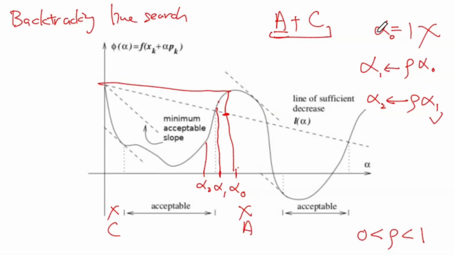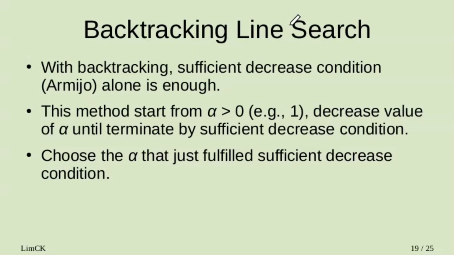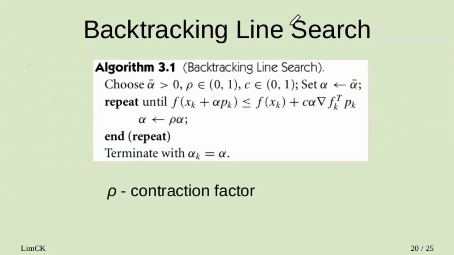Very simple. Just keep on reducing the alpha. Start from a large value like alpha equal to 1. If alpha equal to 1 is not working, then we keep on reducing it with the contraction factor rho, which is less than 1 and greater than 0, until you find an alpha which fulfills the sufficient decrease condition. So this is how the algorithm works.